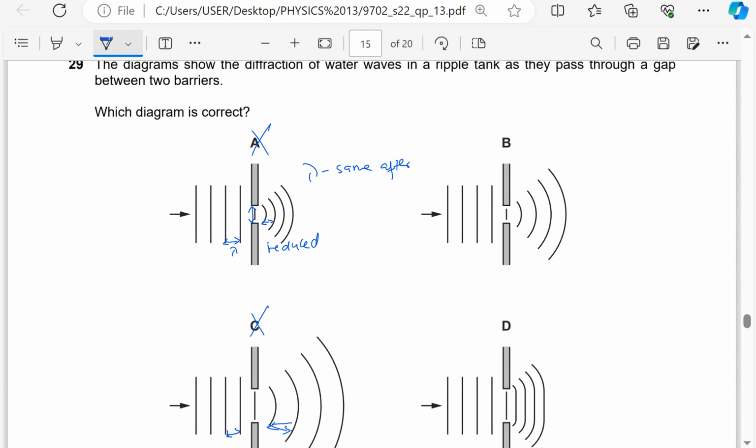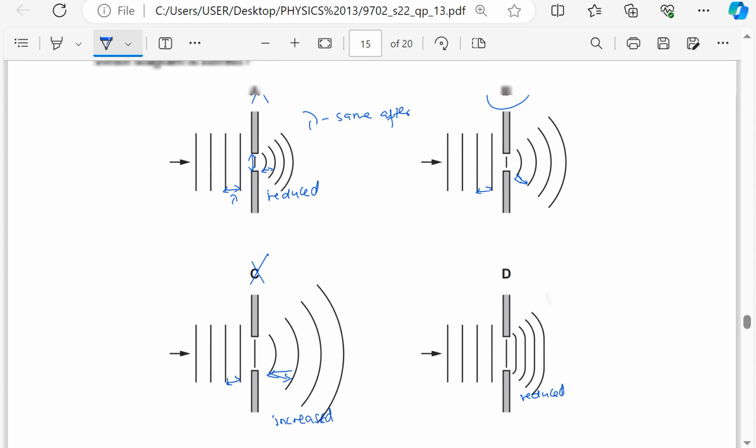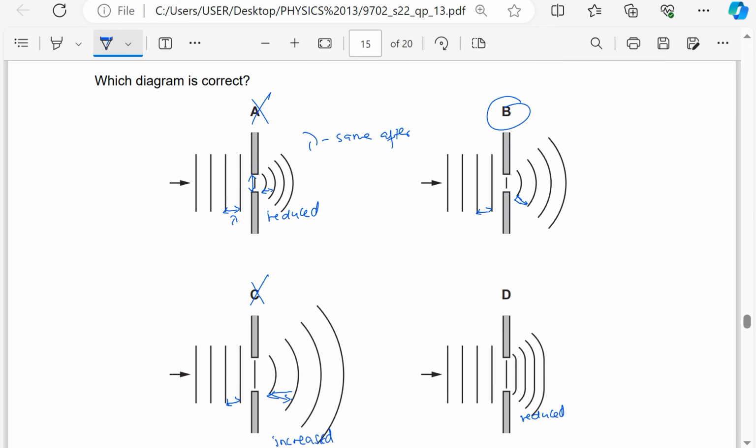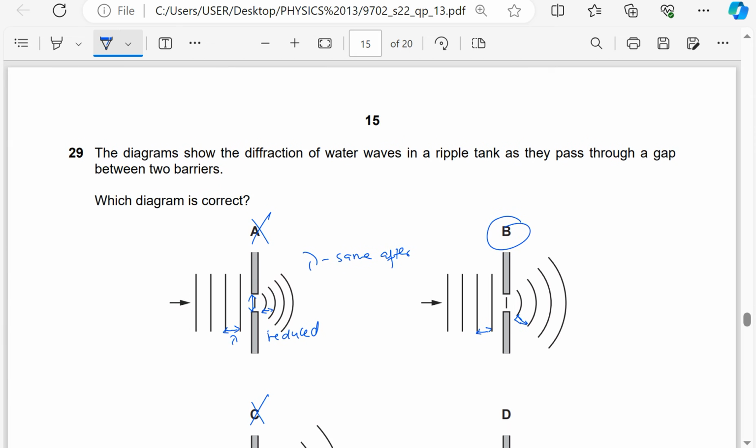When I compare this and this, it is almost the same, so the answer is going to be B. This is wrong because here it shows that the wavelength reduced. The wavelength must stay the same, so the answer is going to be B. The wavelength lambda should stay the same after diffraction, which is the case here.